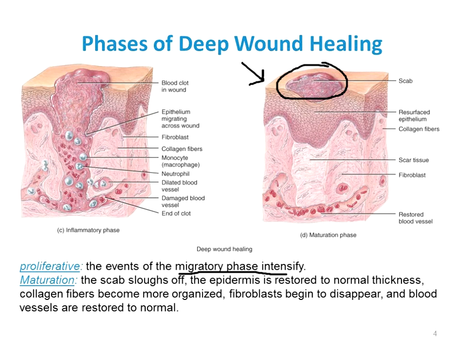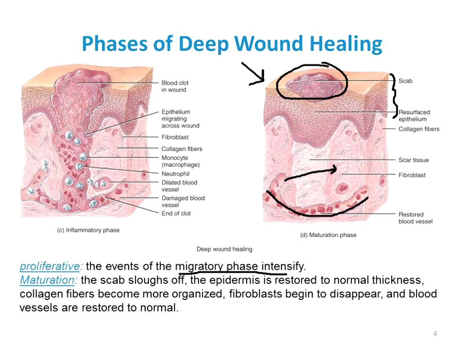So the epidermis has been restored to its full thickness. Collagen fibers get more organized. Fibroblasts are disappearing because they're not needed. You don't need fibers anymore. And blood vessels are returned back to normal. So here you've got a nice solid blood vessel. But notice here, you don't have a blood vessel going through that scar tissue.